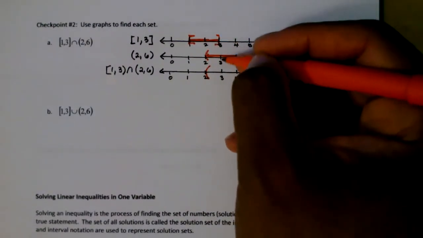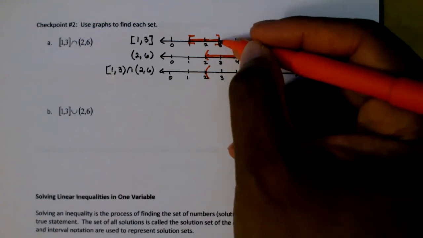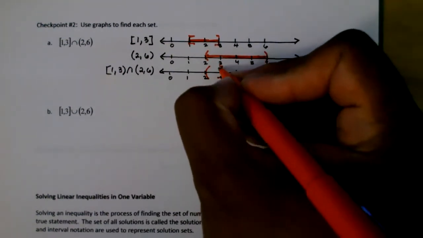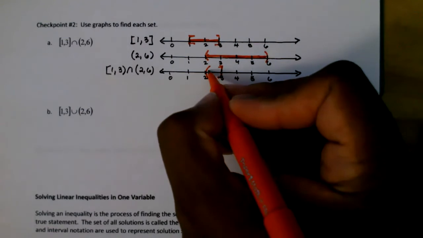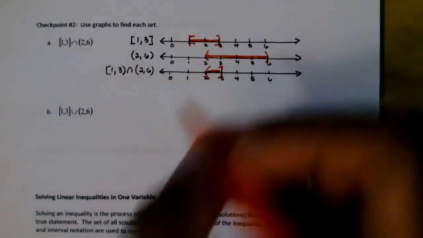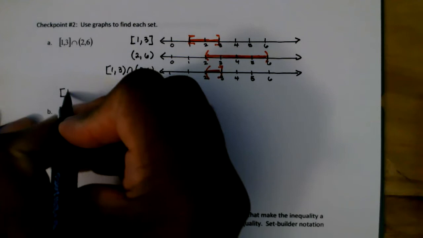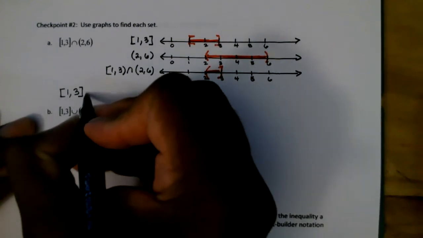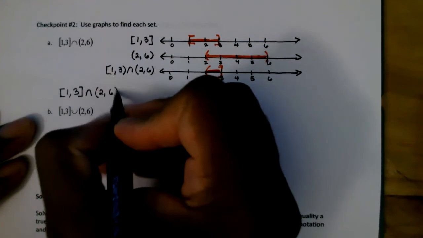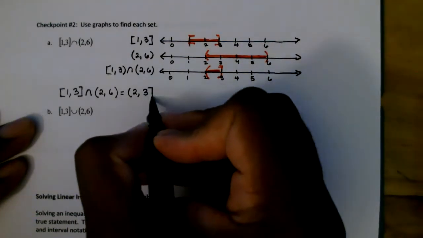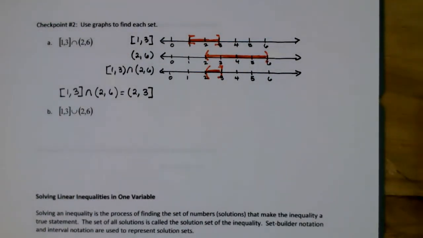Now for the 3, it's included in both. At 3, I have a right bracket in the first, and 3 is included in the second, so we use a bracket at 3. And we shade in between. So that is what the graph of the intersection of those two intervals looks like. This means the intersection of the closed interval [1, 3] and the open interval (2, 6) will be this: (2, 3], and 3 has the bracket for that.